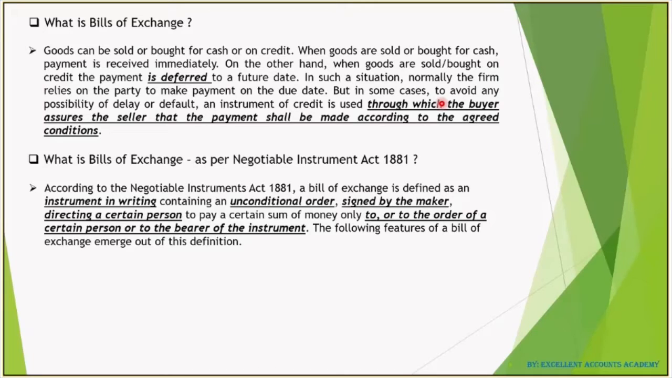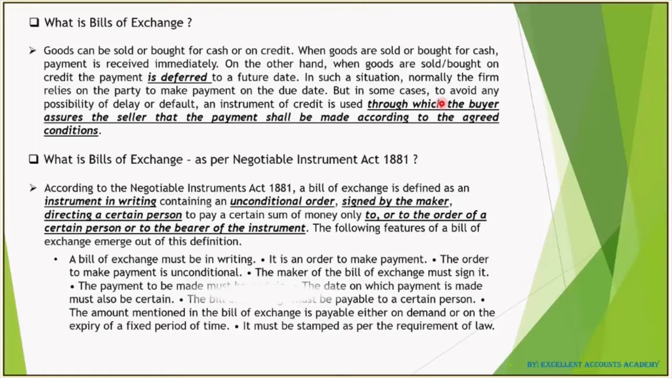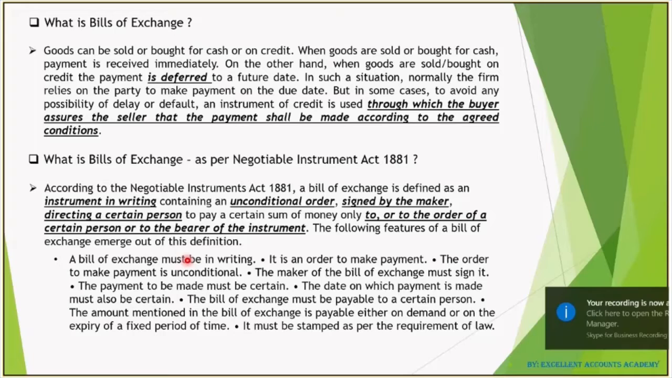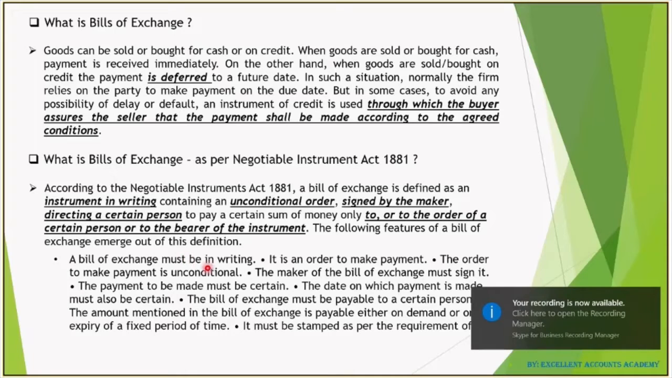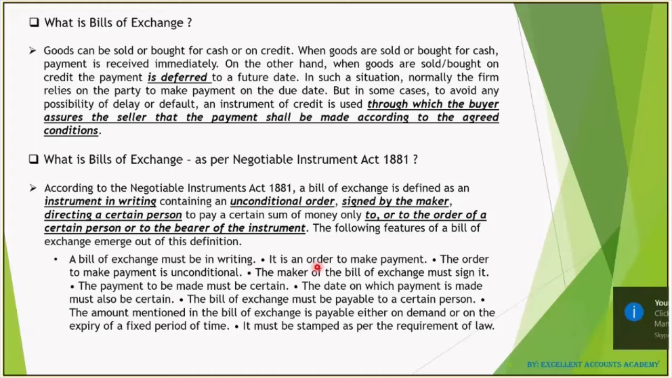So basically there are certain requirements laid down in the Negotiable Instruments Act 1881 in order to enforce that bill of exchange in a court of law. So what are the basic features? A bill of exchange must be in writing. First of all, this must be in writing. It should not be oral in nature. It is an order to make payment. The order to make payment is unconditional.